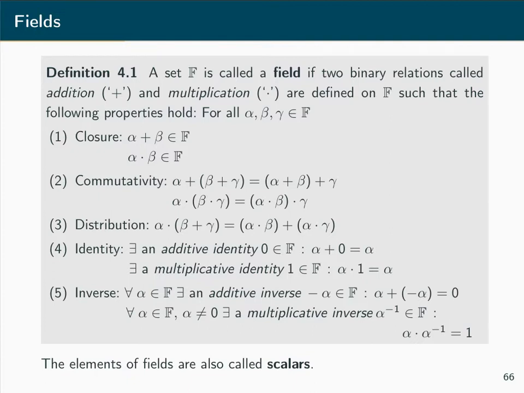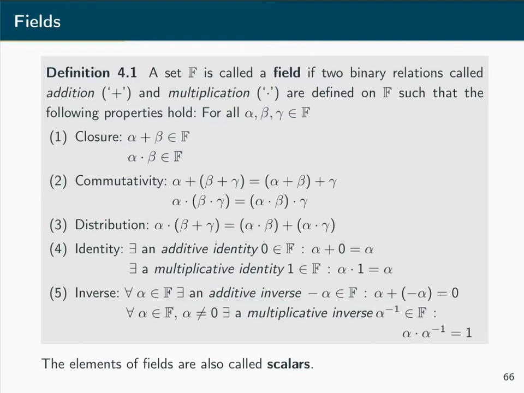Then second, we must have associativity. So if I add alpha to the addition of beta and gamma, this must give the same element of F as if I first add alpha and beta and then I add gamma. And the same thing must hold for multiplication. The third property I must have is distribution. So if I multiply the sum of 2 elements, beta and gamma, with a third element alpha, this must be the same as multiplying alpha with beta and adding to this the multiplication of alpha and gamma.